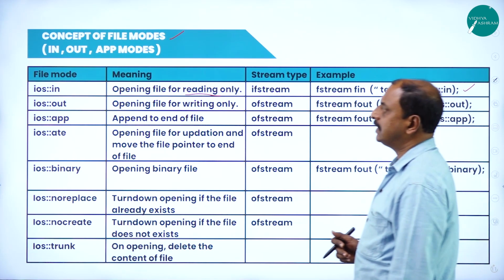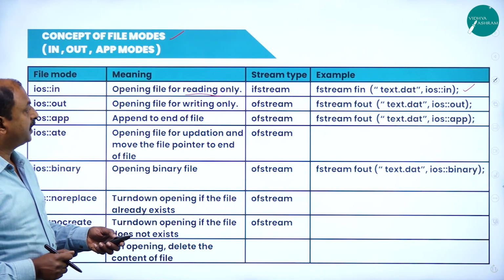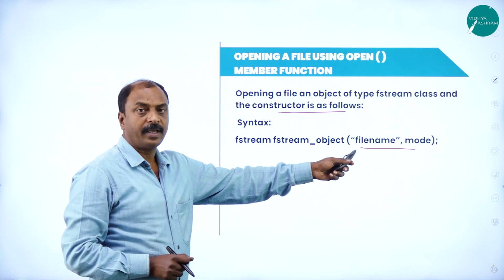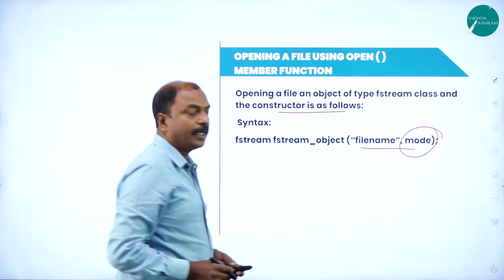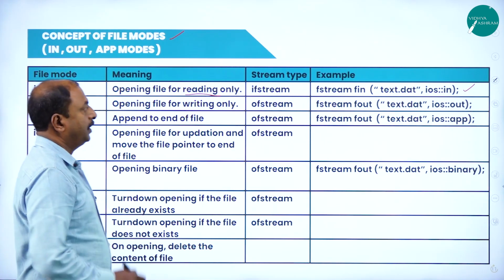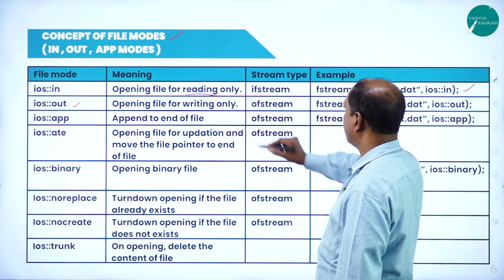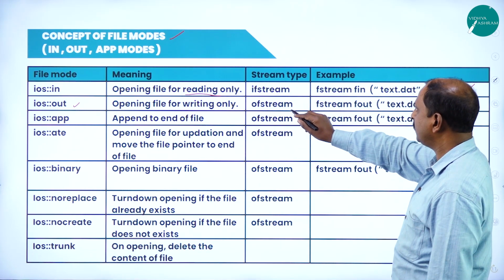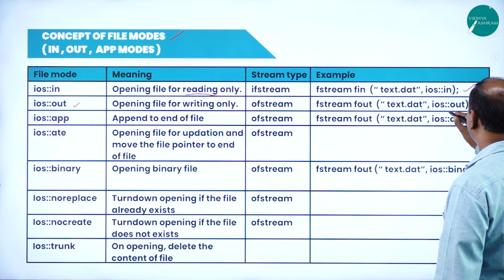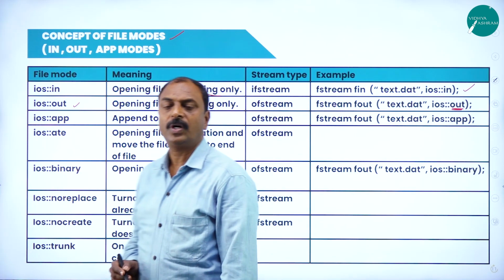So this is the syntax of opening the modes. All these are with respect to the syntax: here fstream is the class, then the object, file name and mode. This is what we are talking about. So this is the mode, that is the syntax. Next one is ios::out, for writing purpose, an output operation. It belongs to the class ofstream: ofstream fout("text.dat", ios::out). That is the open for output mode.